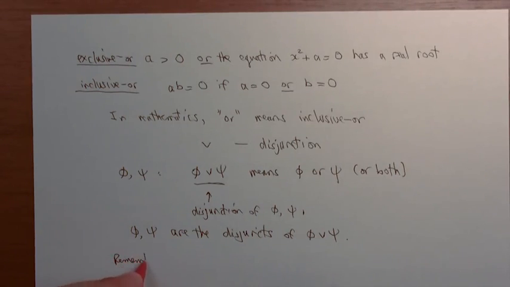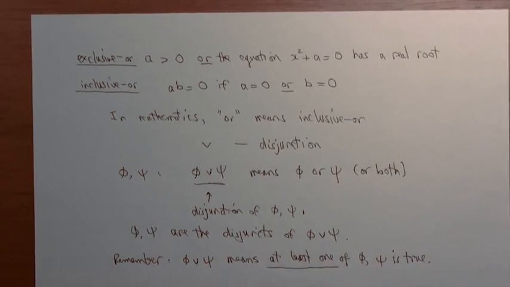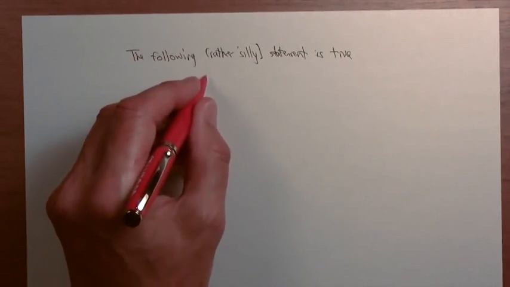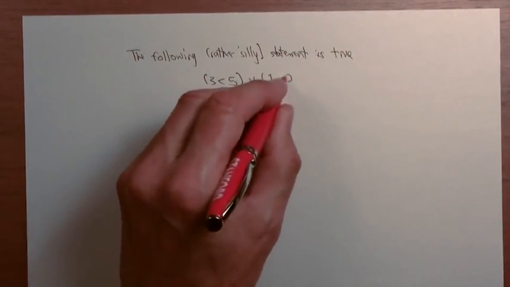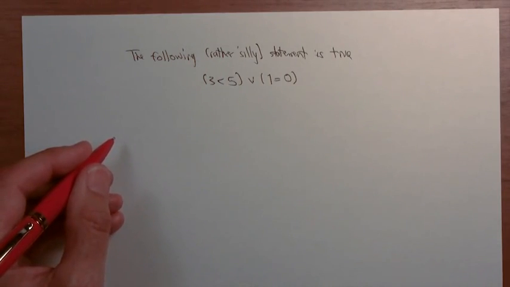Remember, phi or psi in mathematics means at least one of those two is true. They could both be true. For example, the following rather silly statement is true: 3 is less than 5 or 1 equals 0. I can't imagine a mathematician actually writing that down except as an example, as I'm doing now. Silly examples like this are actually quite useful in mathematics because they help us understand exactly what a definition means.